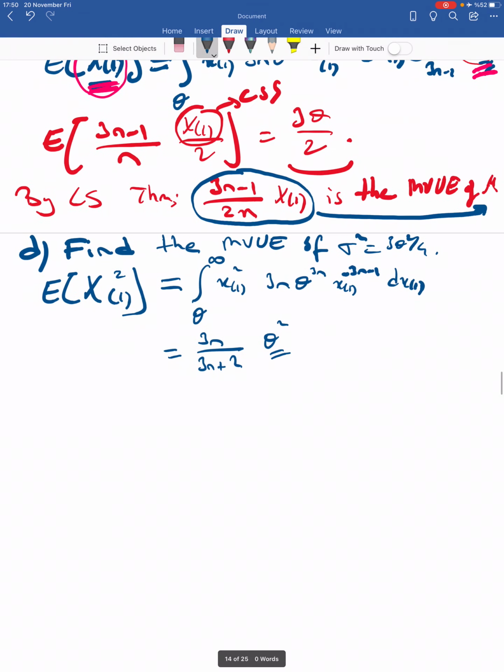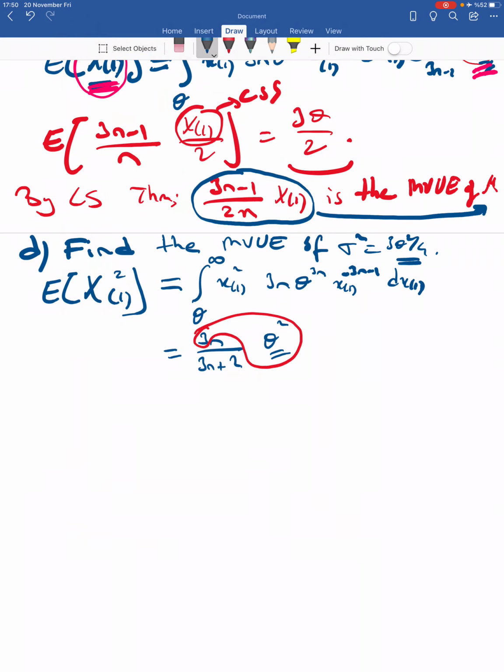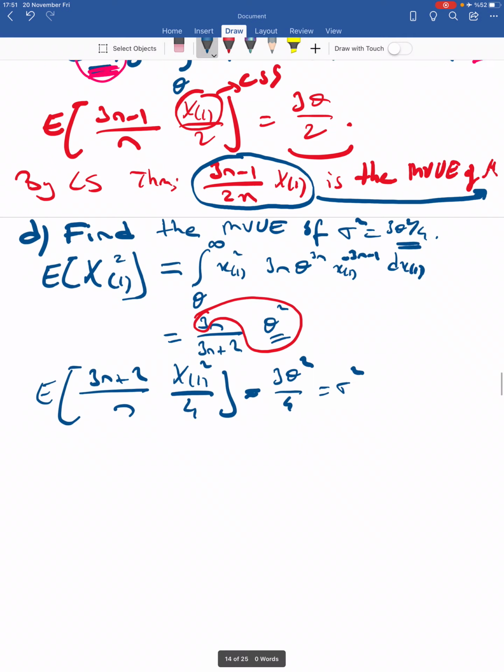So then I need to find 3 theta square over 4. Actually here I again had a 3 part, so I need over 4. The expected 3n plus 2 over n part is okay, so this is also in the expectation. I need over 4, then I will get 3 theta square over 4, which will be sigma square.